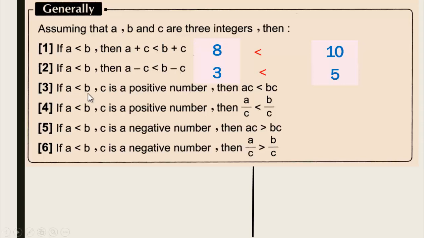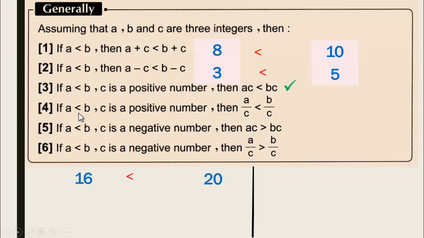If a is less than b, c is a positive number. So I said that c is a positive number. Then ac, which means a times c, is less than b times c. Let's have a look here. If I multiplied 8 by 2 and I multiplied 10 by 2, so 8 times 2 equals 16 and 10 times 2 equals 20. And yes, 16 is less than 20. Let's go now for number 4.